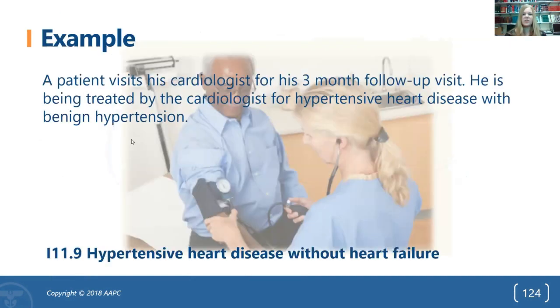A patient visits his cardiologist for a 3-month follow-up visit. He's being treated by the cardiologist for hypertensive heart disease with benign hypertension. The principal diagnosis code is I11.9, hypertensive heart disease without heart failure. As you can see, it states here hypertensive heart disease, so a cause and effect has been established by the two.